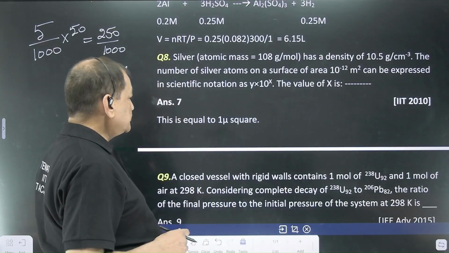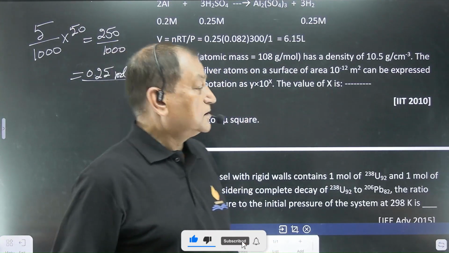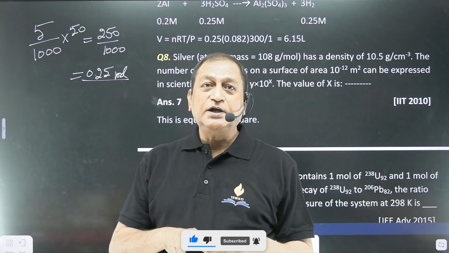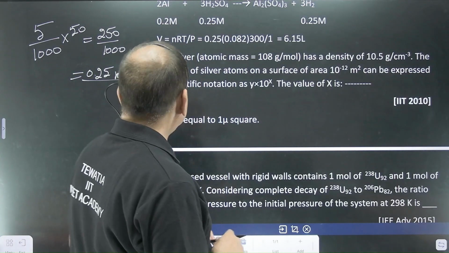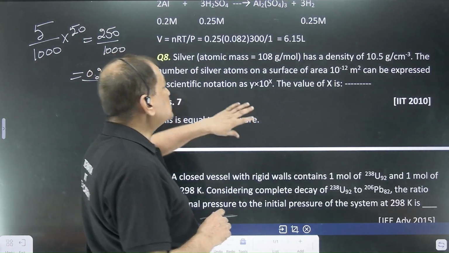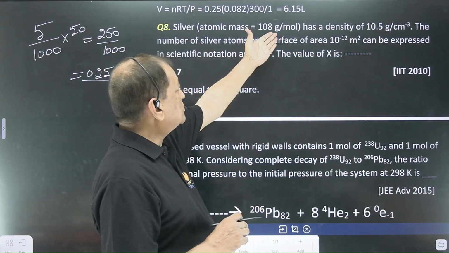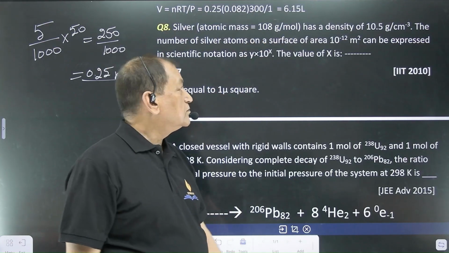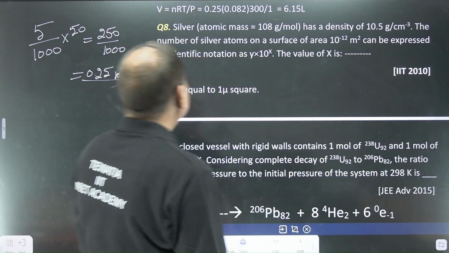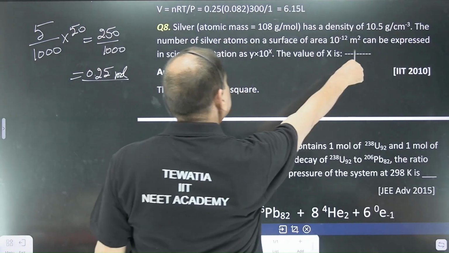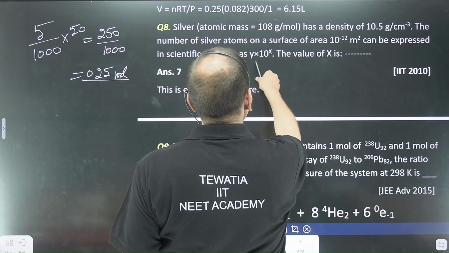Now this is an interesting question of IIT, and I am a civil engineer. We used to calculate this in BTech for the soil particles, so I am quite familiar with such numericals. It says silver, atomic mass 108 gram per mole, has a density 10.5 gram per centimeter cube. The number of silver atoms on a surface area of 10 raised to the power minus 12 meter square can be expressed in scientific notation as this.